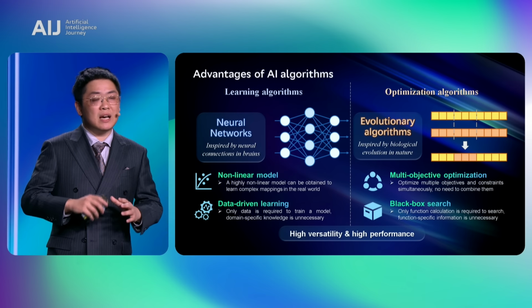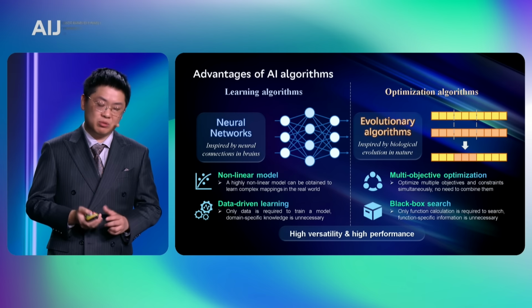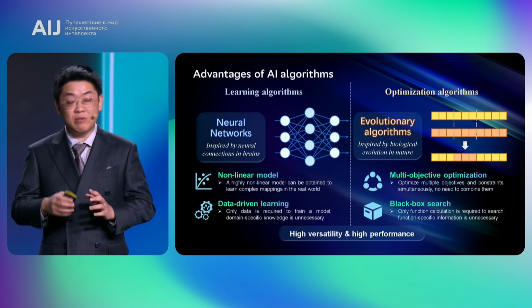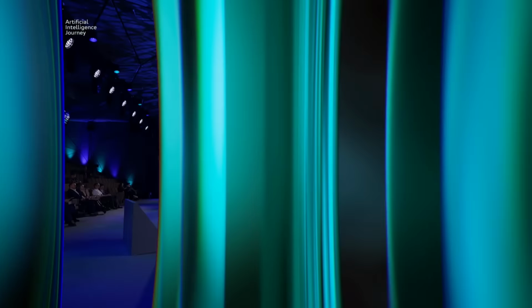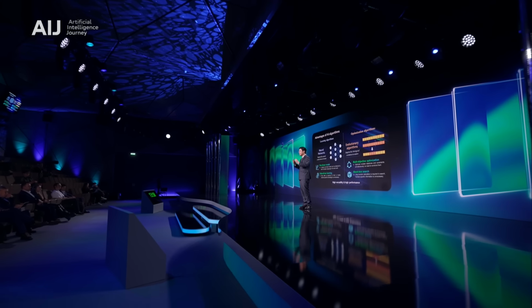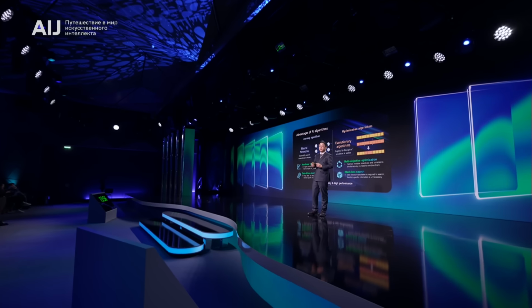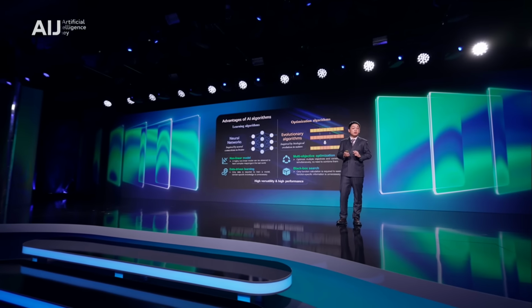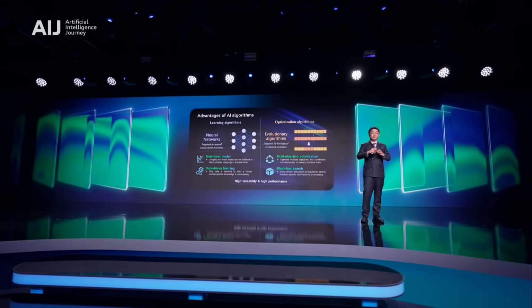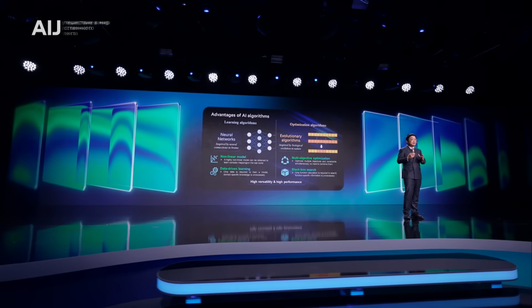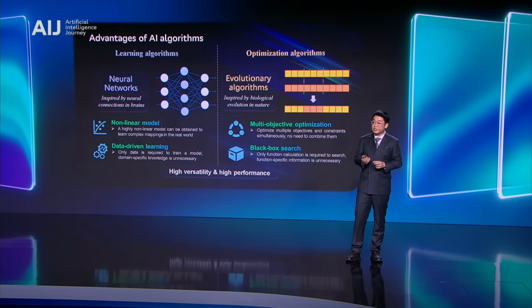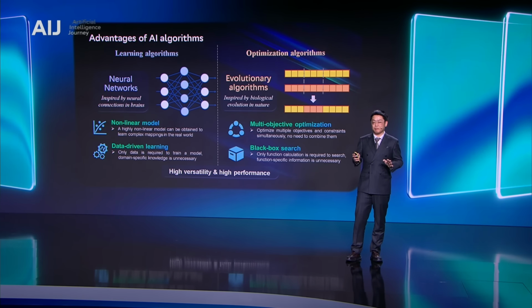So, compared with other mathematical methods and computer methods, these two AI algorithms have their advantages in solving very complex learning problems and optimization problems. For example, neural networks have the abilities of nonlinear modeling and data-driven learning. A highly nonlinear model can be obtained to learn the complex mappings between input and output in the chaotic real world. Also, only data is required to train a model, where domain-specific knowledge is unnecessary.